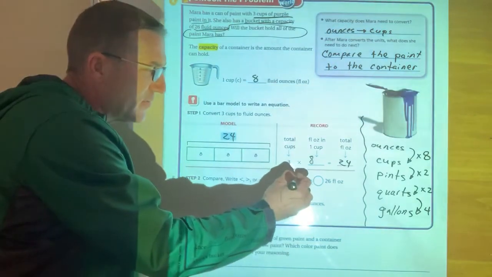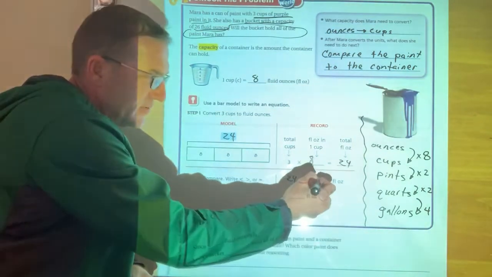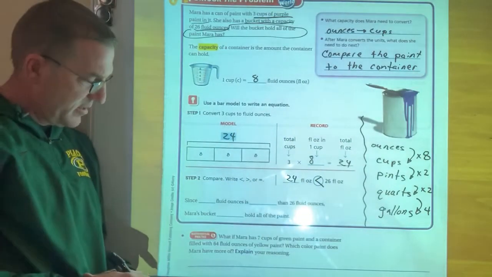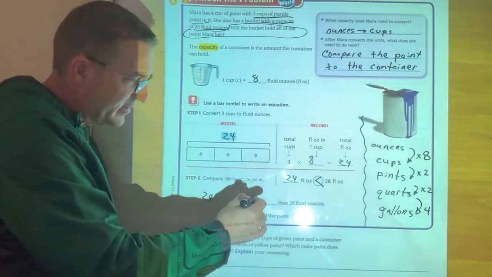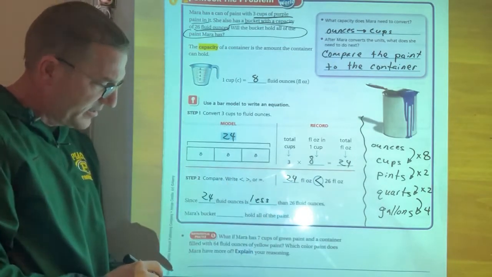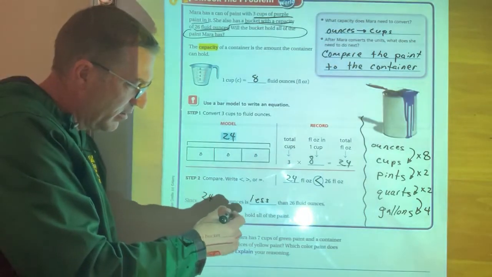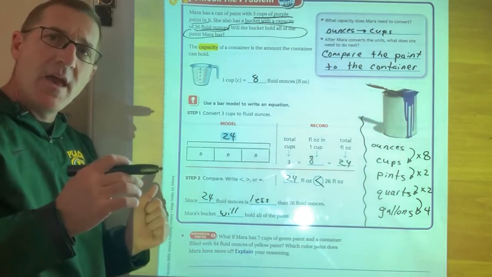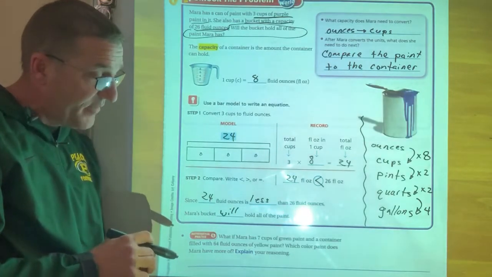So that's pretty easy peasy, pretty straightforward. 24 ounces. What does Pac-Man always want to eat? Bigger number. So 26 is bigger. Since 24 is less than 26 fluid ounces, Mara's bucket will hold all the paint. Yay! Down at the bottom, what if Mara has 7 cups?